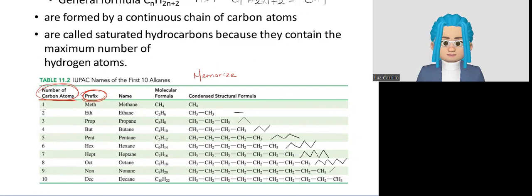Nonane: 1, 2, 3, 4, 5, 6, 7, 8, 9. And lastly, I'm going to draw the skeletal structural formula for decane down here. So this is carbon 1, 2, 3, 4, 5, 6, 7, 8, 9, 10.